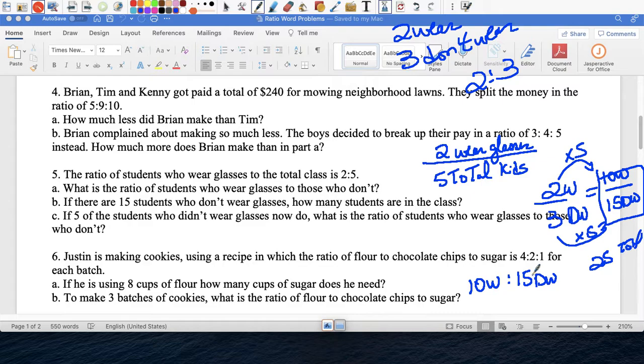So basically 15 kids don't wear glasses. Now 5 of them now do. So that's going to decrease, don't wear glasses, and this is going to increase. So 15 wear glasses and 10 don't wear glasses. Right? That's switched. What's the ratio of students who wear glasses to who don't wear glasses? Well, let's simplify this. Divide both sides by 5, and it becomes 3 to 2. For every 3 kids that wear glasses, 2 don't.